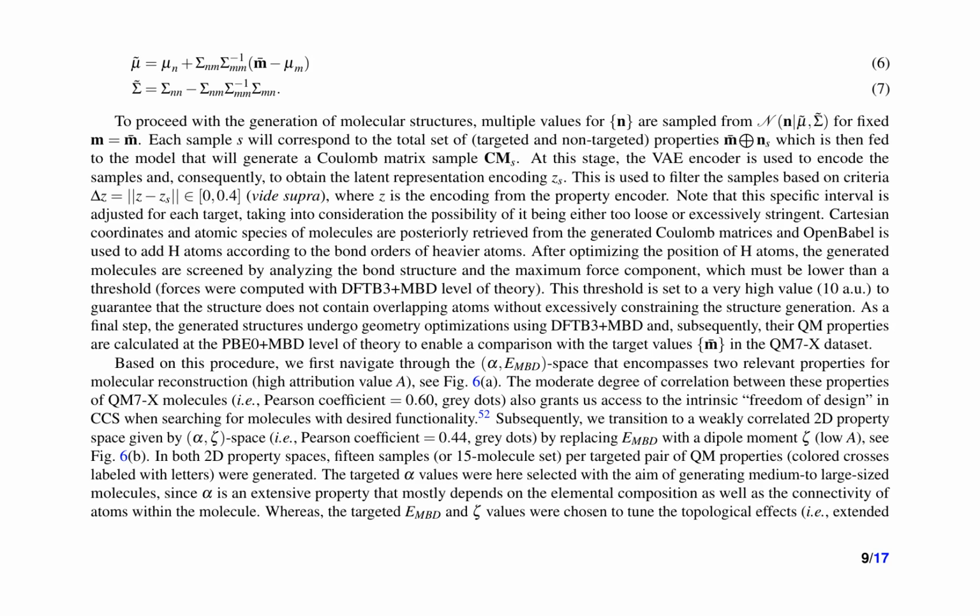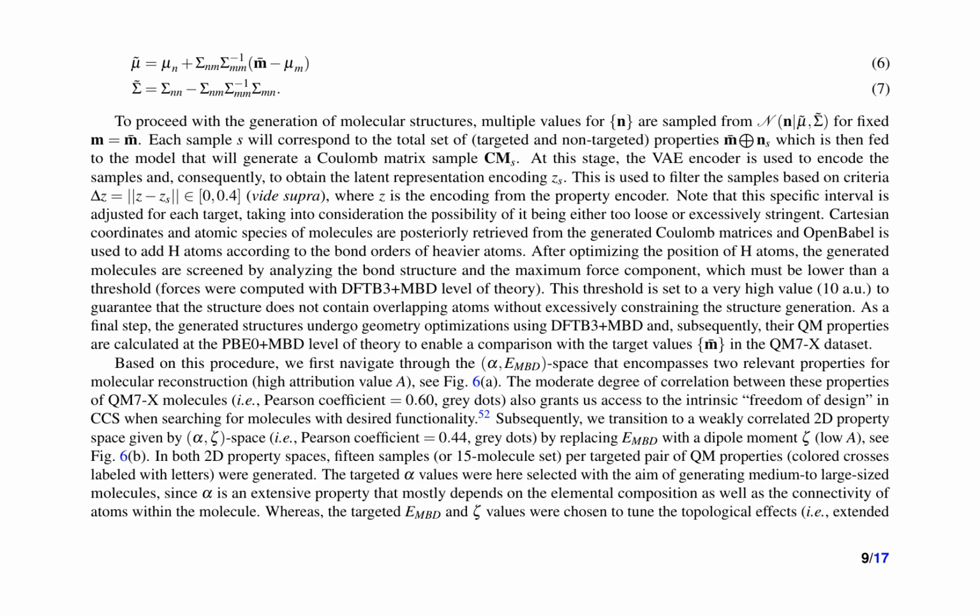The generated molecules are then screened by analyzing the bond structure and the maximum force component, which must be lower than a threshold of 10 a.u. The structures undergo geometry optimizations using DFTB3 plus MBD, and their QM properties are calculated at the PBE0 plus MBD level of theory to enable comparison with the target values, m, in the QM7X dataset.